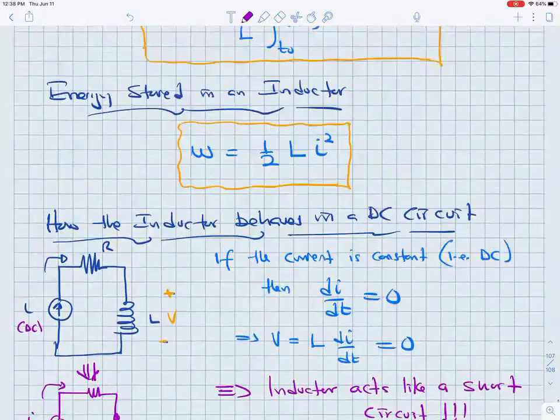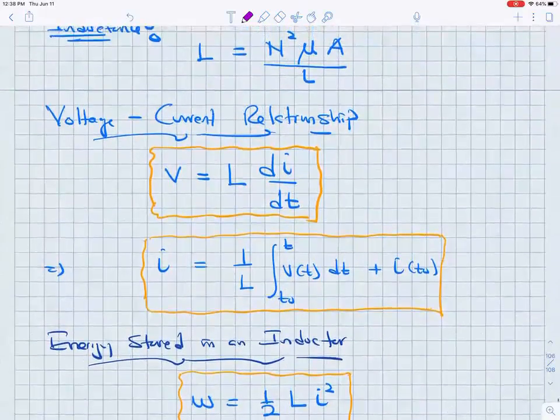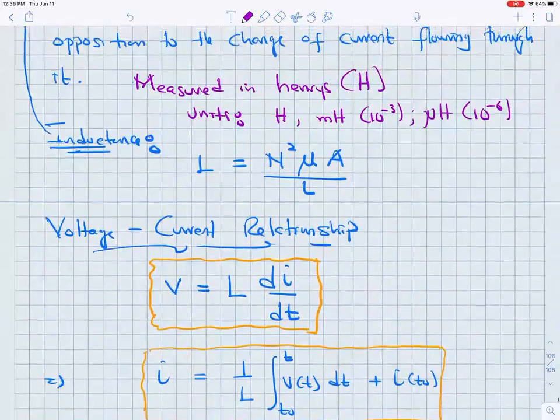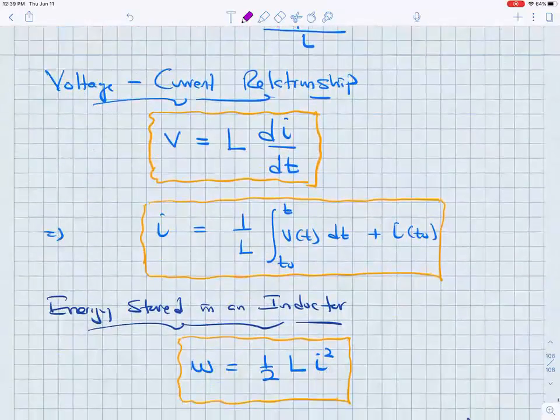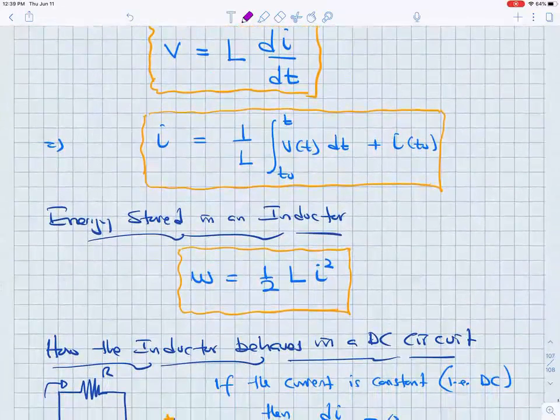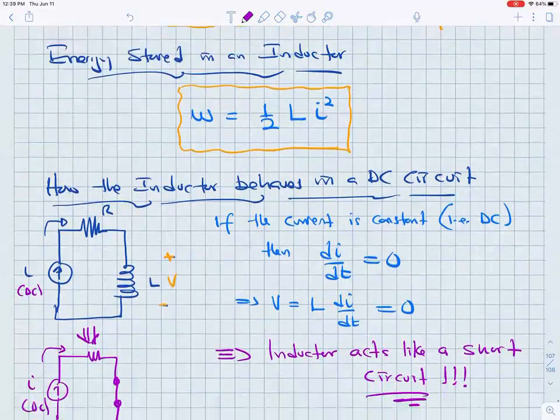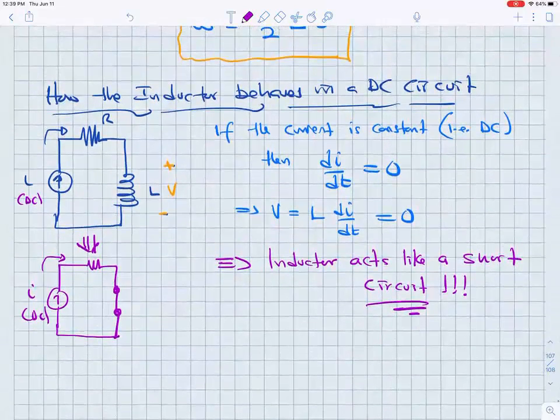So those are the four basic things we discussed. Some of them we proved for the capacitor. The current-voltage relationship is very important: for voltage you differentiate the current, and for current you integrate. The energy stored in an inductor is also very important; as soon as you know the current, you'll be able to find the energy. And then how you treat the inductor in a DC circuit.